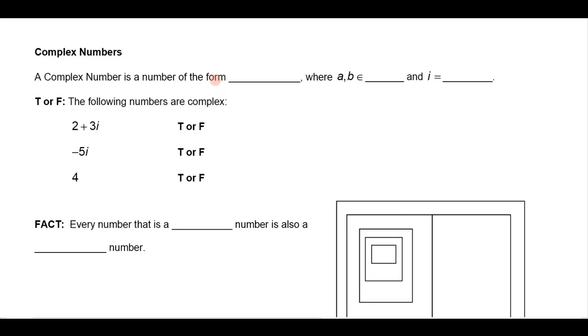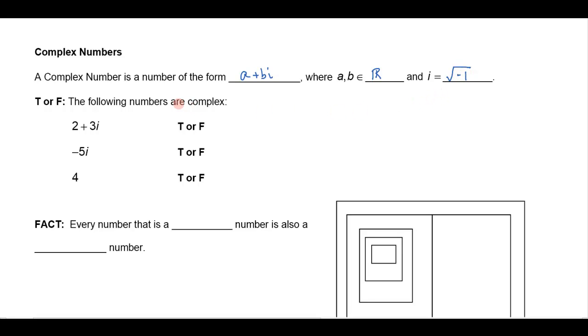Hi everybody, in this lesson we want to talk about complex numbers, and we're going to talk about the definition of a complex number, what a complex number is as opposed to a real number. Now a complex number is a number of the form a plus bi, where a and b are real numbers and i is this imaginary number, the square root of negative 1.